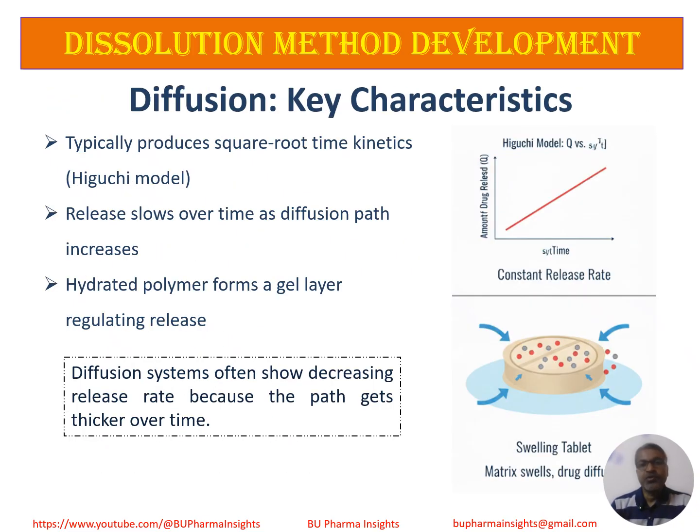In diffusion-controlled systems, the release curve is not linear. As time passes, the diffusion path becomes longer, so the release rate gradually slows down. In HPMC-based hydrophilic matrix tablets, the hydrated polymer forms a gel layer that regulates drug release. This behavior typically follows square root of time kinetics, as described by the Higuchi model. That's why diffusion systems show fast release early, followed by a slower controlled release over time.